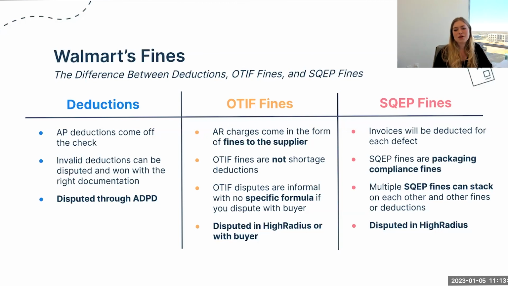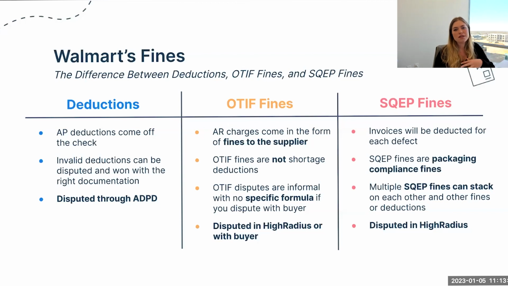Lastly, SQUET fines. This is also a new program that Walmart has introduced. It stands for Supplier Quality Excellence Program. This is where your invoices are being deducted for each defect. We also have a lot of content around what SQUET fines are and the different phases. There are four phases. They've only rolled out three of them. The fourth phase should be coming any day now. We don't know when, but we think that it will be announced soon.